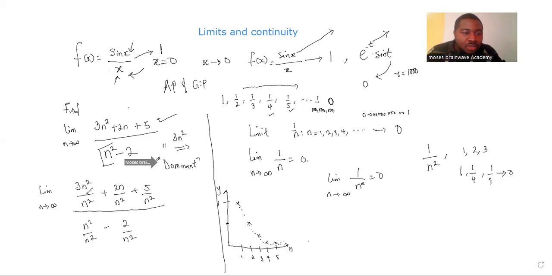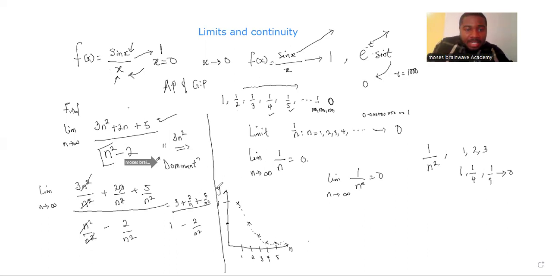Now, clearly, I know that this and this are going to cancel out. From my indices, I know that this is going to cancel out this term. So I'm left with 1 over here minus 2 upon n squared, while in the numerator, I'm left with 3, then plus 2 upon n plus 5 upon n squared.